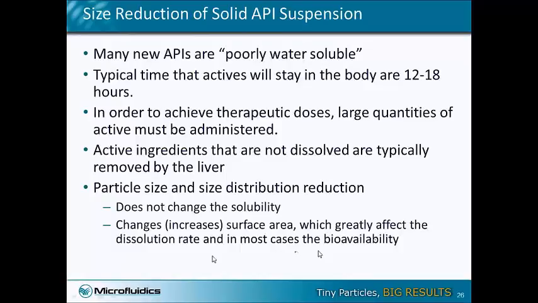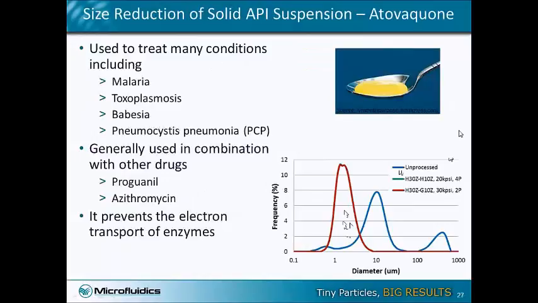The example I'm showing here is the size reduction of a atovaquone suspension. This is what the suspension looks like. It's yellow in color. It is used for treating several different diseases, including malaria, toxoplasmosis, and babesia, and when treating some of the diseases, it's often used in combination with other drugs.